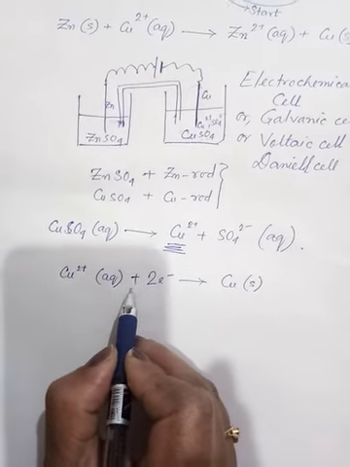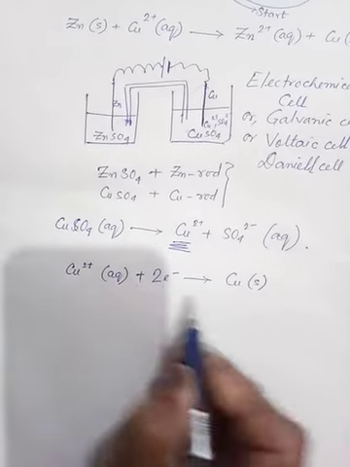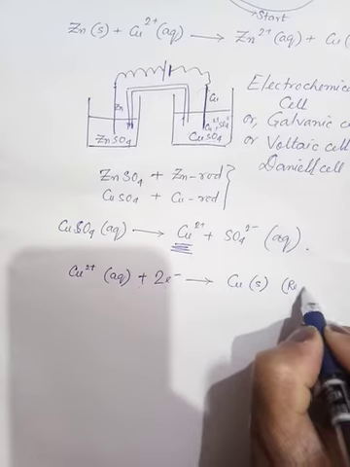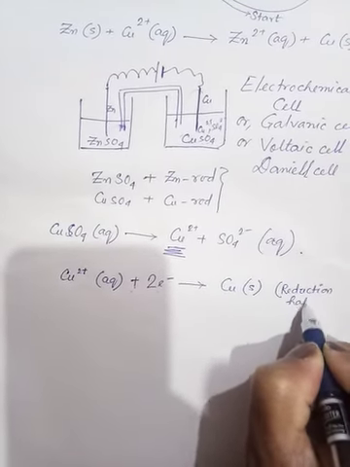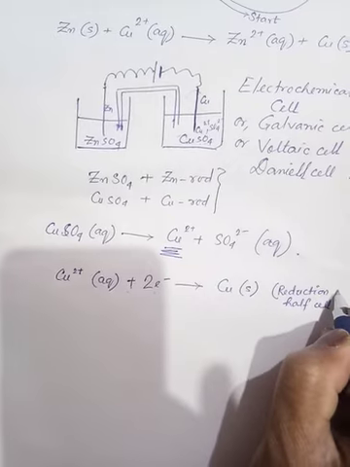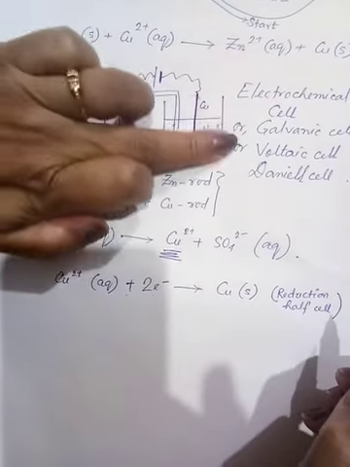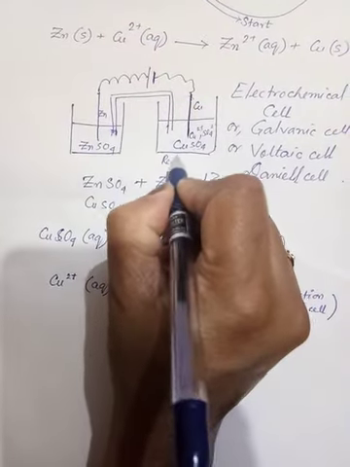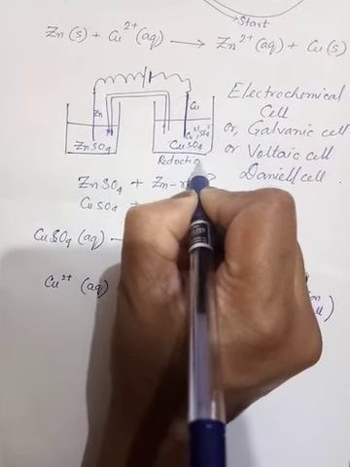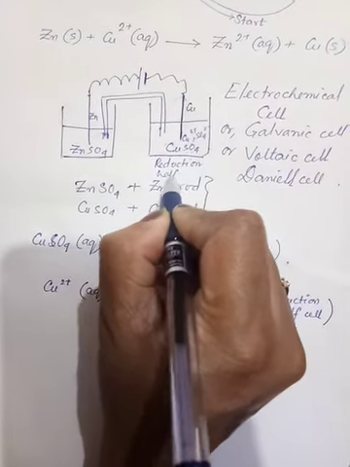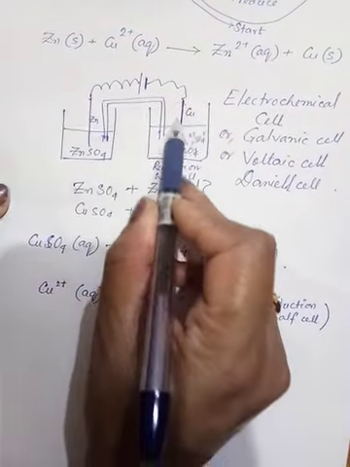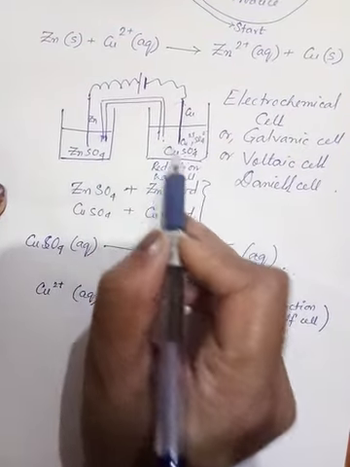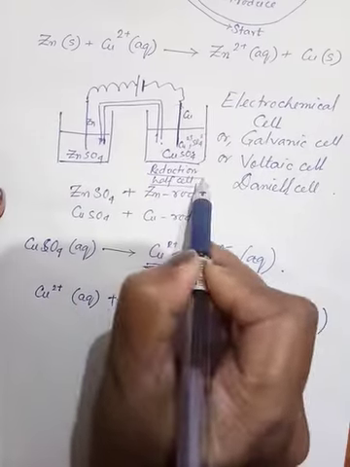Whenever we add electrons, you know this is reduction. So that's why this is called a reduction half cell. Reduction half cell. Half cell, why? Because two together will make up the full cell. So half of this is this container. That's why reduction half cell.